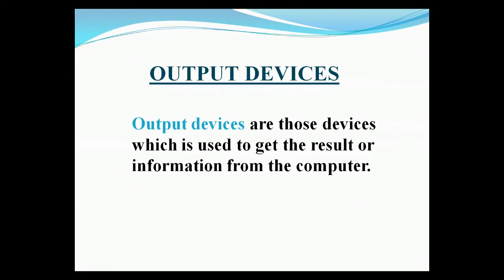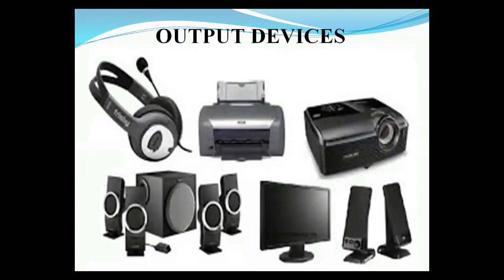Okay, now we discuss some output devices. What are the output devices? Here you see on your screen there are some output devices. They are the printer, the speaker, the monitor, and the projector, headphones. All of these things are output devices. Now we will discuss one by one all the output devices, how they work, and how they give results.